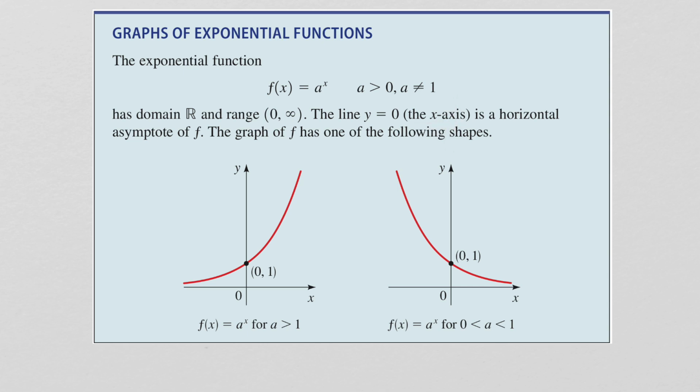And of course, what that means is if you look at the x-axis here, you can see that the exponential function gets close to the x-axis but never touches. And over here, same thing for the x-axis. You can see that it gets close to it but never touches. The graph of f is going to have one of the two following shapes. So as we just previously mentioned, if the base is a number bigger than 1, you're going to have an increasing exponential function. And if the base is a number in between 0 and 1, you will have a decreasing exponential function.